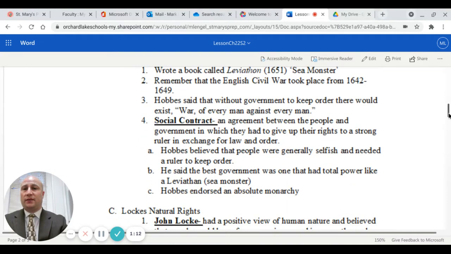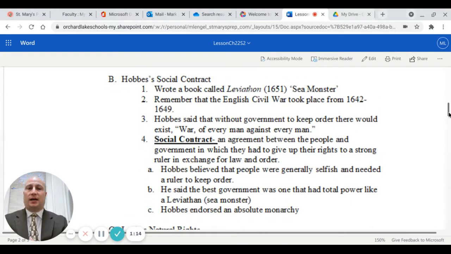The first key figure is Thomas Hobbes. And when we take a look at Hobbes, he comes up with this ideology called the social contract. He wrote a book called The Leviathan in 1651. Now, the Leviathan is a sea monster. Okay, a sea monster, something all-powerful like a Godzilla figure.